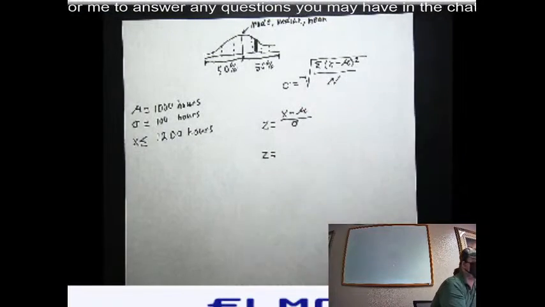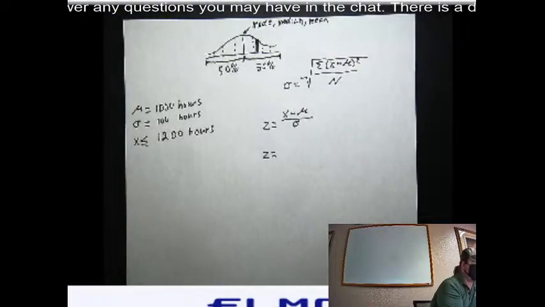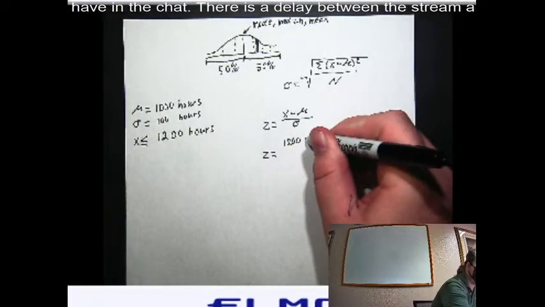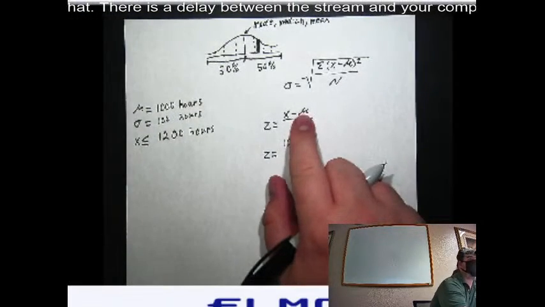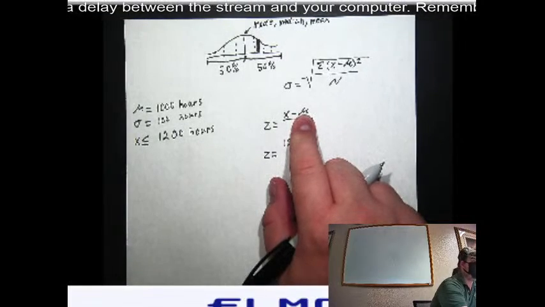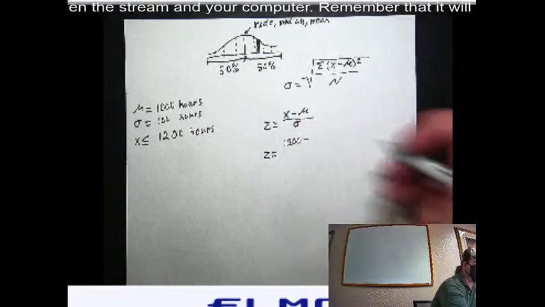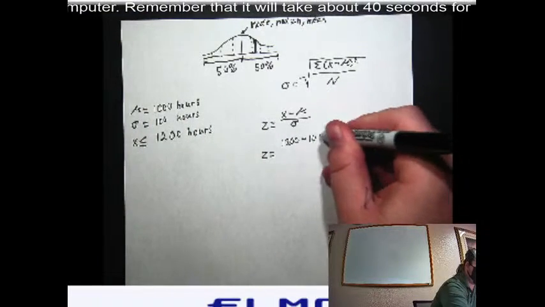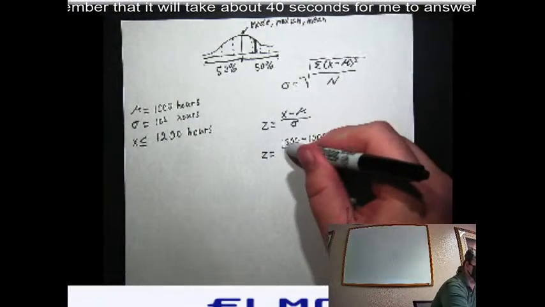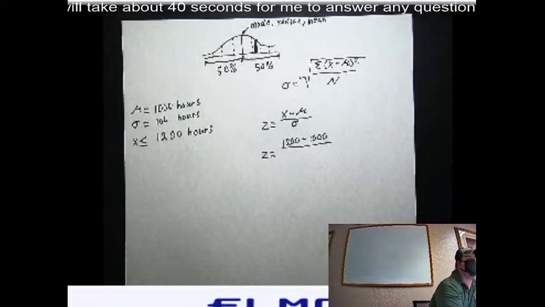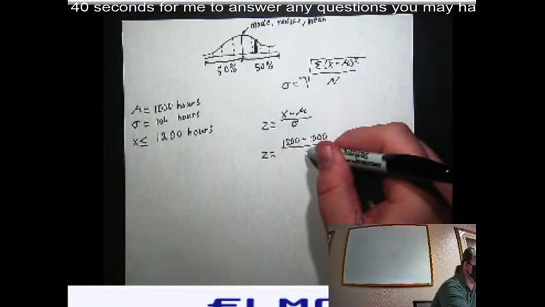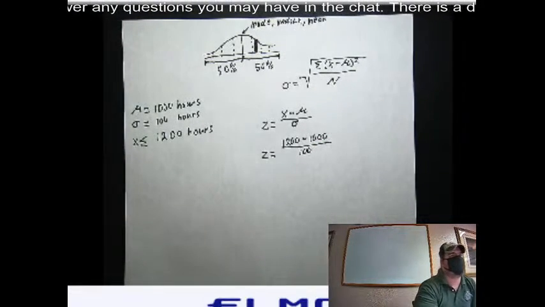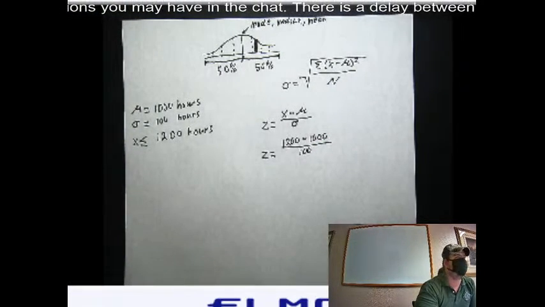Z equals, again, the x that we're looking at here, the data point that we're looking at is 1,200. And from that, we're going to subtract the mean. We're going to see how far this thing is from the mean. So our mean is 1,000. And then we're going to divide this distance by the standard deviation, or how much it varies. Really, I should say the distance of variation.